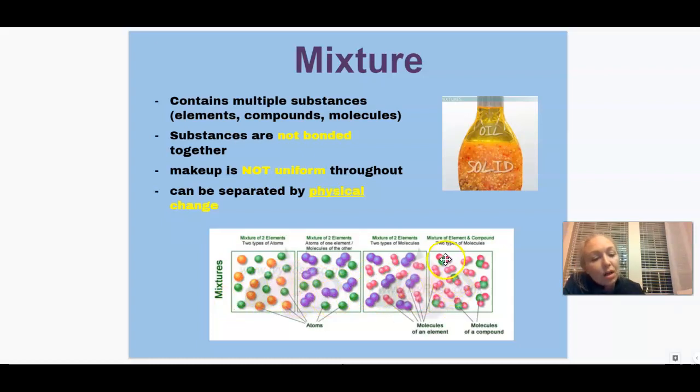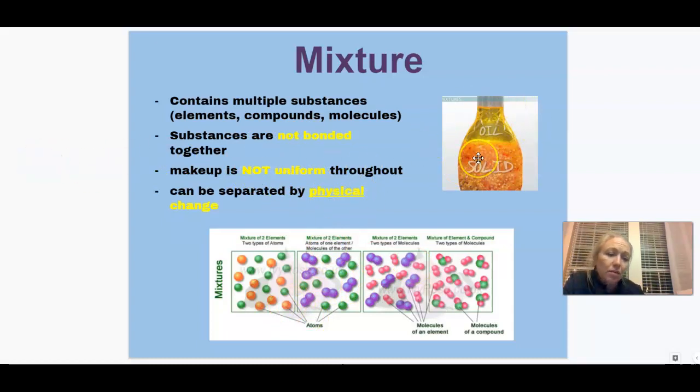This one is a picture of a compound mixed with an element. So I've got a compound, my green and pink compound, right? My big green atom bonded to my two little pink atoms. And then I have this other molecule of an element of two pink atoms of the same type that are bonded together. So this is also a mixture. All of these are mixtures. So it is a mixture of different kinds of molecules or atoms mixed with other molecules, but they're not all bonded together, okay? That means that the makeup is not uniform and a mixture is not a pure substance.